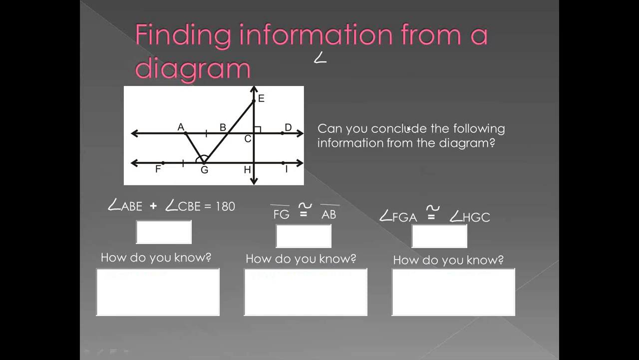Now, let's go on. We're using the same picture, but we're going to try and get some more information from it. It wants to know if angle ABE and CBE equal 180. So let's look at where they are. ABE is right here, so that means we're talking about this angle right here. And then CBE means we're talking about this angle right here. Can we conclude from the diagram that they're equal to 180 degrees?